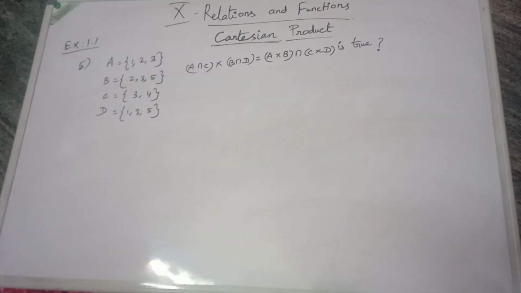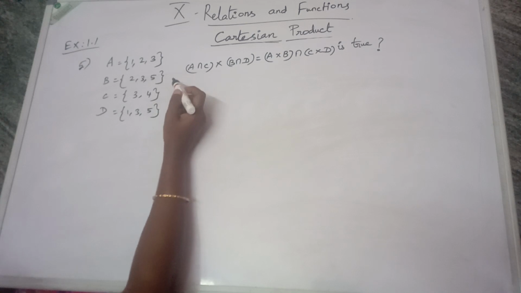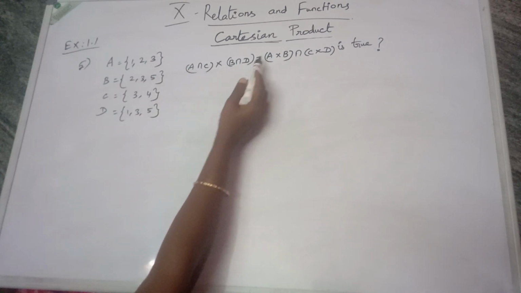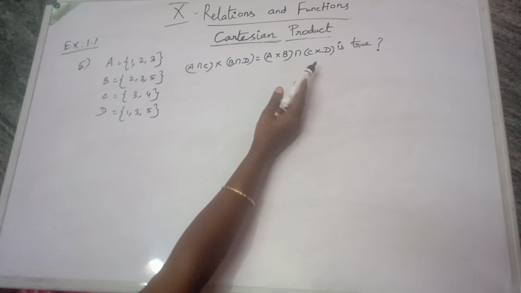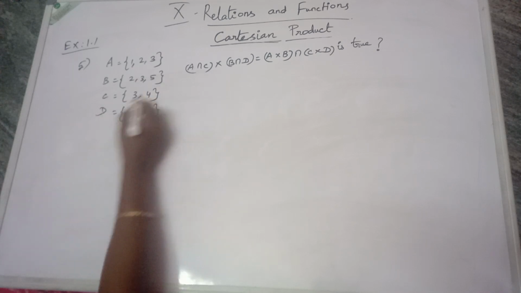Okay, see the fifth question. A, B, C, D, four sets are given. Then they ask you to prove whether this left hand side is equal to the right hand side, true or not. So we have to find out. First one is the left hand side. First, see what terms are given inside the bracket. So you have to find A intersection C first. We can start from A intersection C.